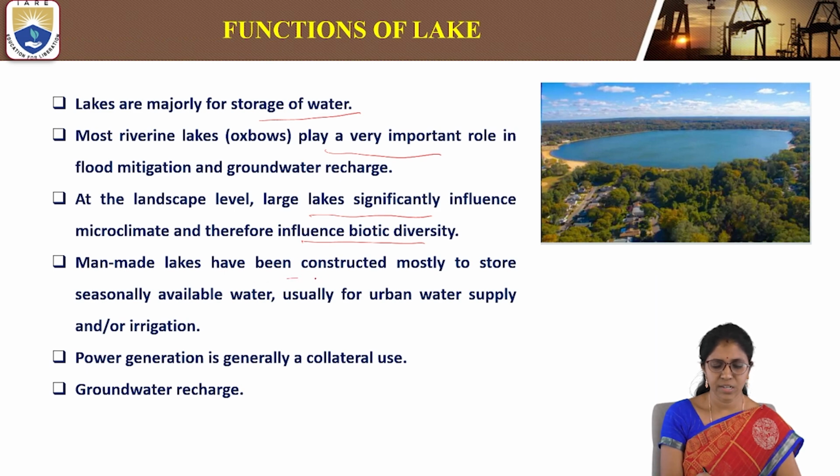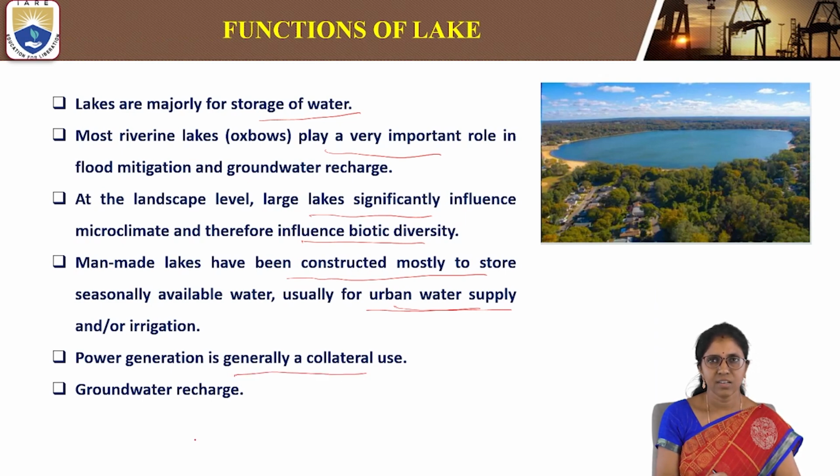Man-made lakes have been constructed mostly to store seasonally available water like rainwater, usually for urban water supply and irrigation. We have different lakes, like man-made lakes and river lakes. These lakes are also used for power generation, which is generally a collateral use.